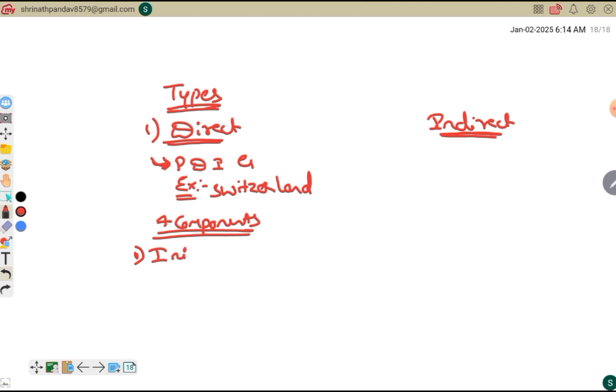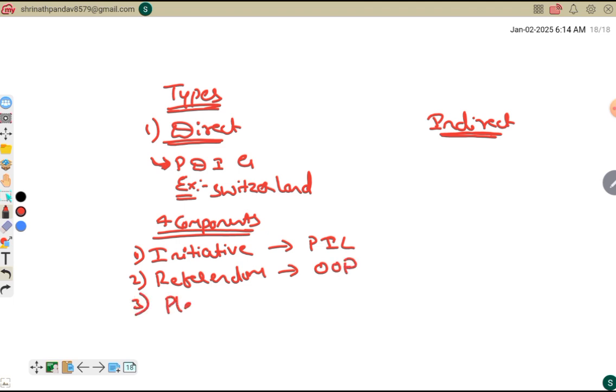Initiative, that is people initiating laws. Then referendum, opinion of people. Then plebiscite, opinion of people about a territorial issue. Then recall, people calling back a representative within tenure.